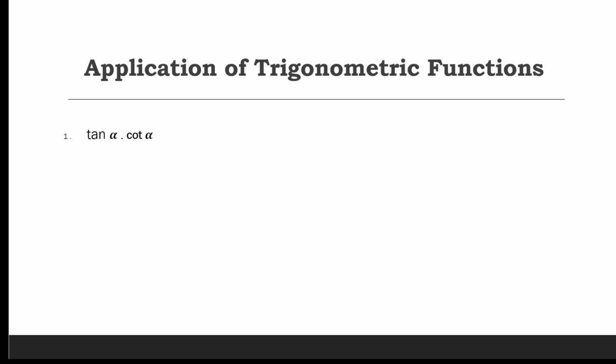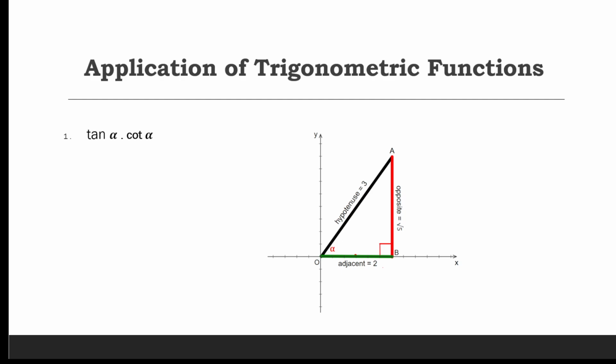Then we can go ahead now to determine what we are requested to calculate. Tan alpha times cot alpha. Now let's get our diagram updated with the opposite side being root 5. Then we can draw our values from the diagram.